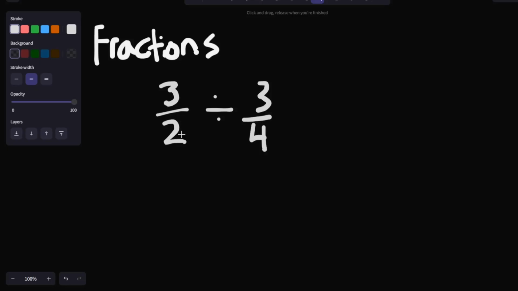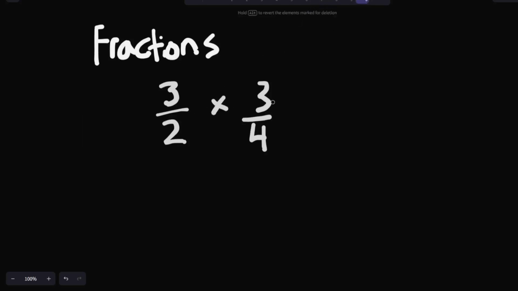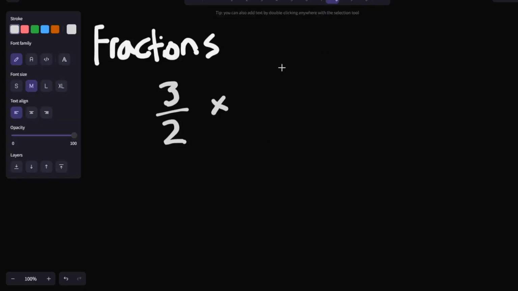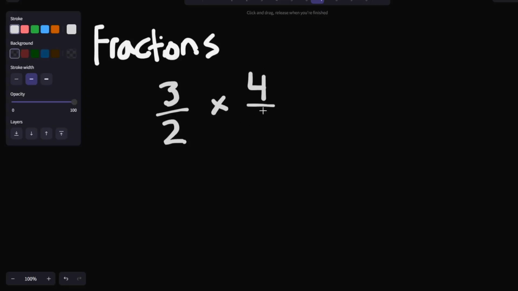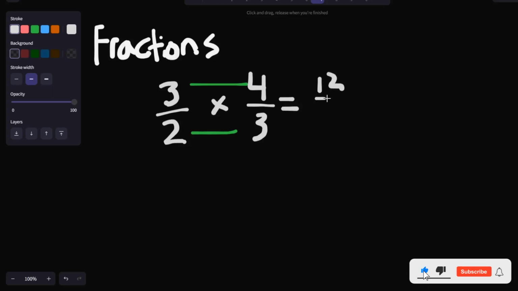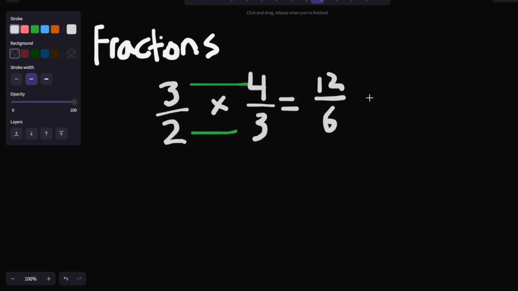Remember the rule? Keep, change, flip. Keep the first fraction, change the division into multiplication, and flip the second fraction. So 3 over 4 will become 4 over 3. Now we just multiply the top number and the bottom number, these two and these two. So our equation would look like this. 12 over 6. Now this would actually give you a whole number. It'd give you 2. And since we can do that, we should have that as our final answer. So the answer would be 2.